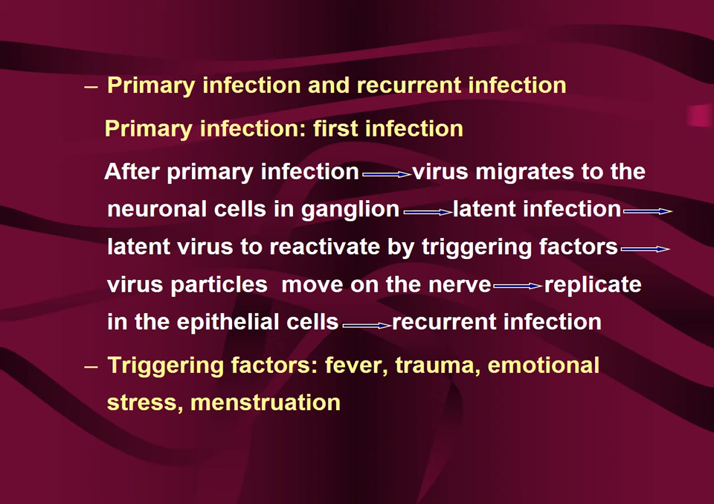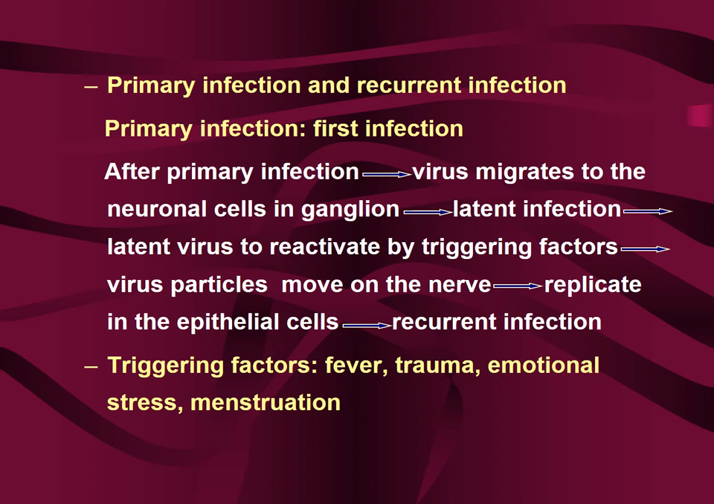After primary inoculation, the virus migrates to the neuronal cells in the ganglion, then becomes a latent infection. Then the latent virus reactivates by triggering factors, and virus particles move along the nerve, then replicate in the epithelial cells, and a recurrent infection appears. Triggering factors are like fever, trauma, emotional stress, menstruation, and maybe other chronic diseases.